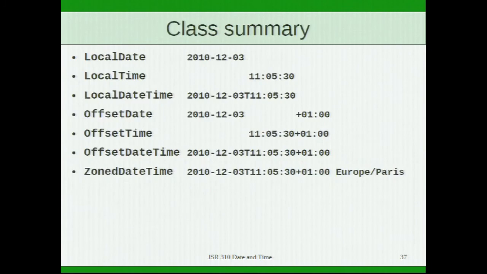And there's a summary of where all the different classes sit. So we have LocalDate, LocalTime, LocalDateTime. They just build up on this local timeline, so there's no information about time zones or offset there. Then we add in the information about the offset. And then only at the end do we add in the information about the time zone. So it builds up step by step.